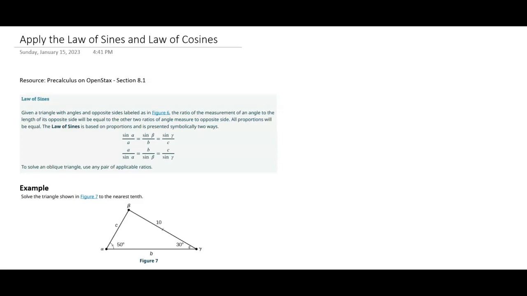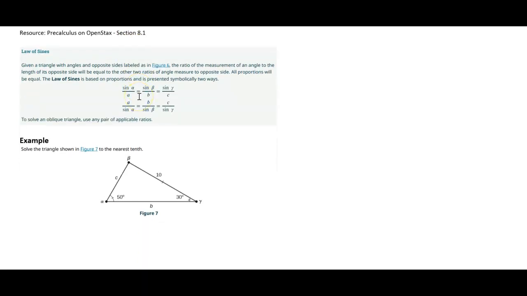Two important application laws that can be used once you know how to find inverse trigonometric functions are the law of sines and the law of cosines. These help you solve triangles that are not right triangles. These are the equations that we're going to use. There are different methods and ways that you can generate these, but I'm just going to jump in and show how you use them.